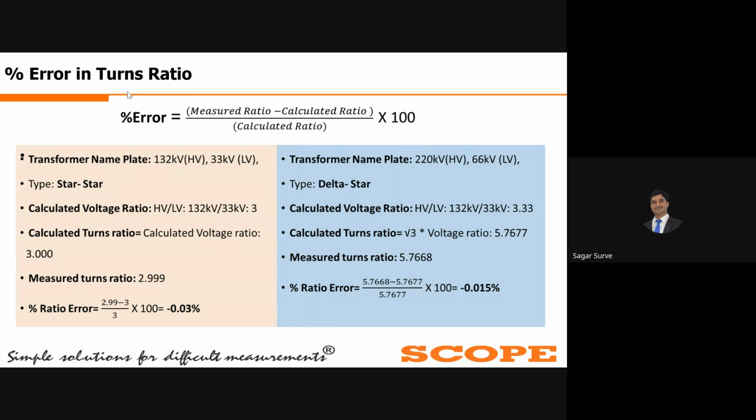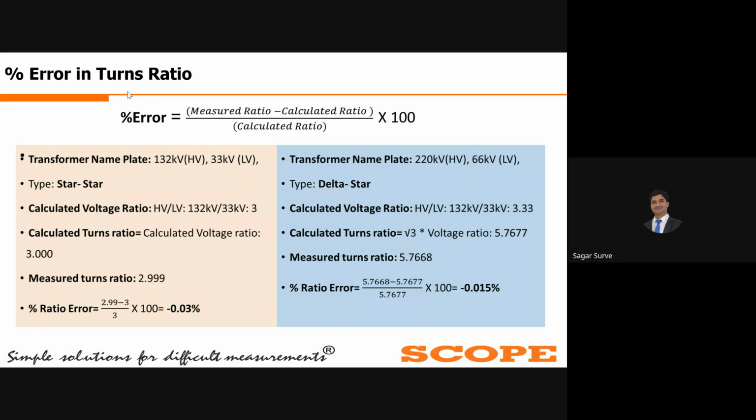Okay, so calculated values can be ideal. It's not always necessary that the calculated value and measured value match each other, but the tolerance should not be more than the limit. Percentage error is calculated with a simple formula: (measured ratio minus calculated ratio) divided by calculated ratio, into 100. We have explained it with some examples.